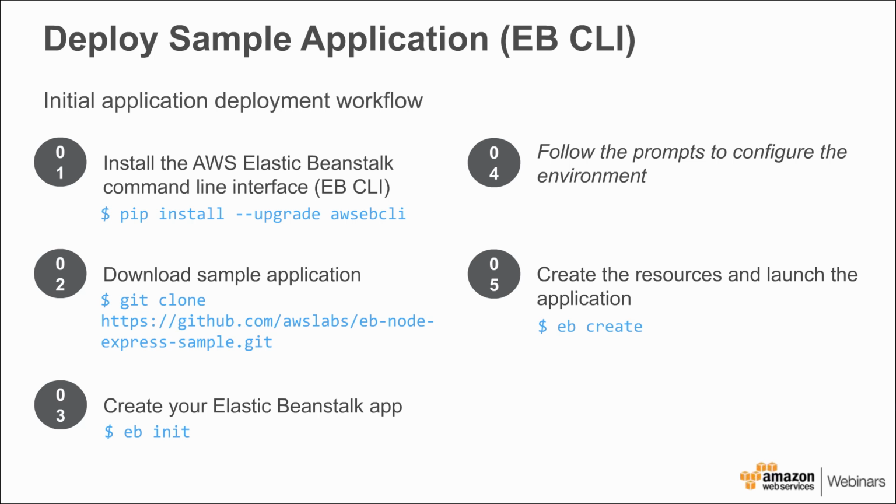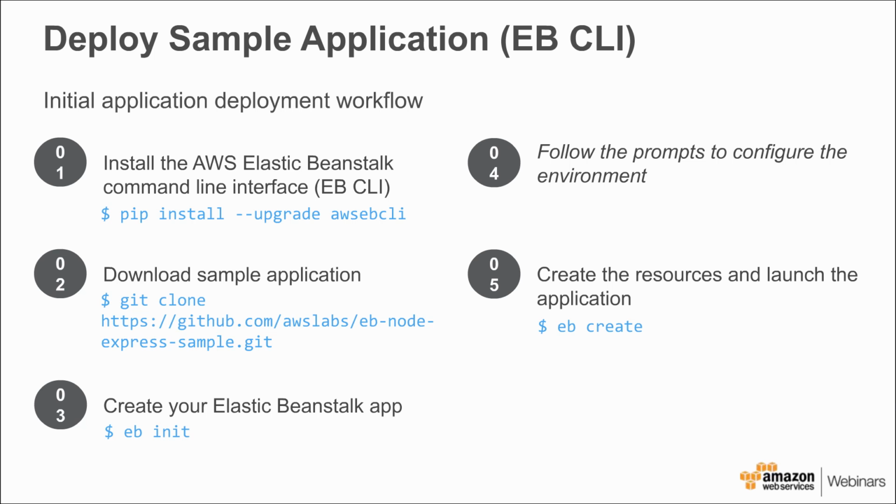So if you wanted to use EB, it's pretty easy to get started. The first thing that you would do is install it via pip. There's also a binary you can use to install it. But once that's installed and you change directories into one of your Git repositories, EB has Git integration.